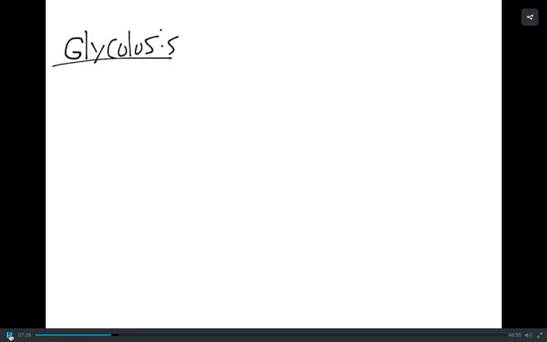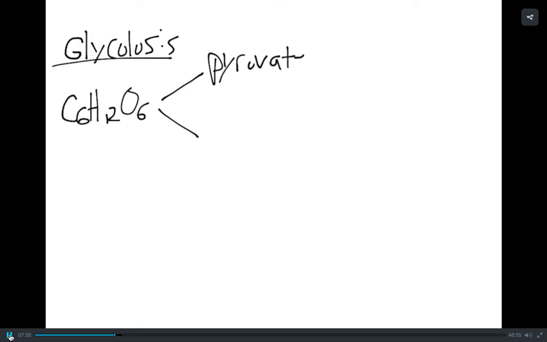Glycolysis. This is the first step of cellular respiration. What's happening here is that we are starting with our glucose molecule, and it's being lysed. It's going to be split in half into 2 pyruvate molecules. So our glucose is a 6 carbon molecule, and these pyruvates are 3 carbon.